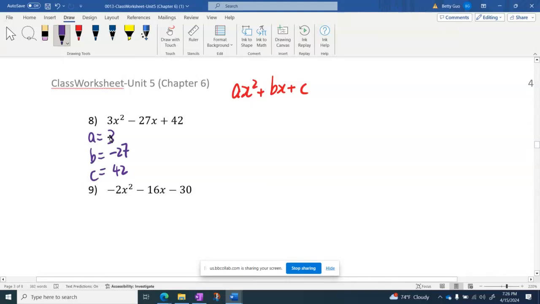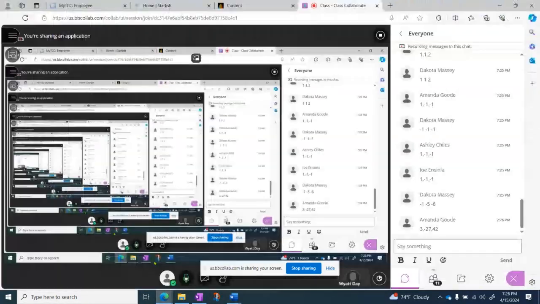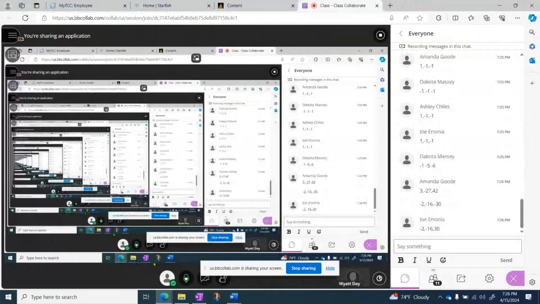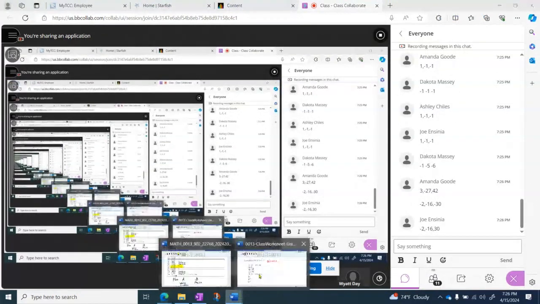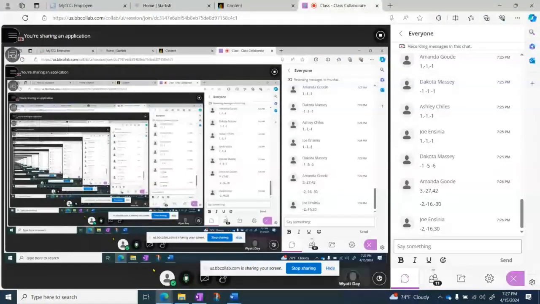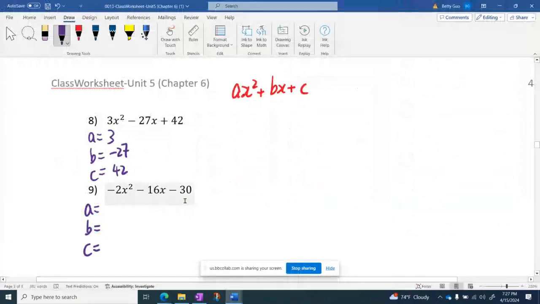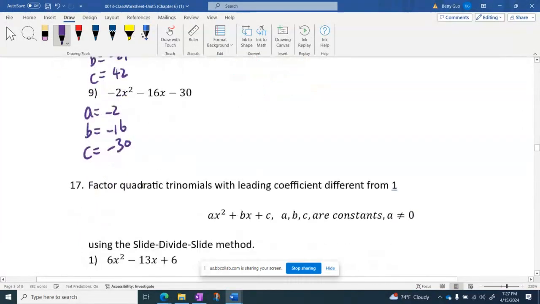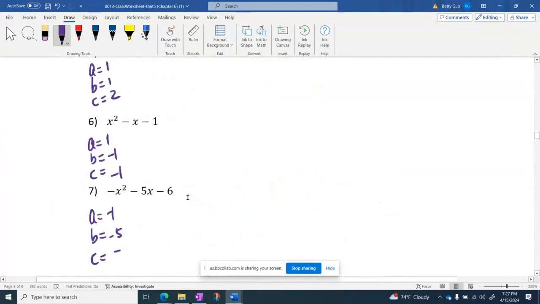Number 9, is this polynomial a quadratic trinomial? If yes, what is A, what is B, what is C? Negative 30. Is it negative 30, right? Yeah, be careful. So 2, negative 16, negative 30. Very good. Okay, that's it.